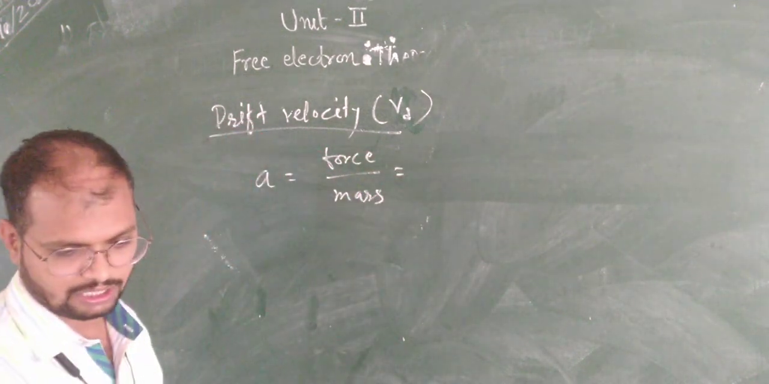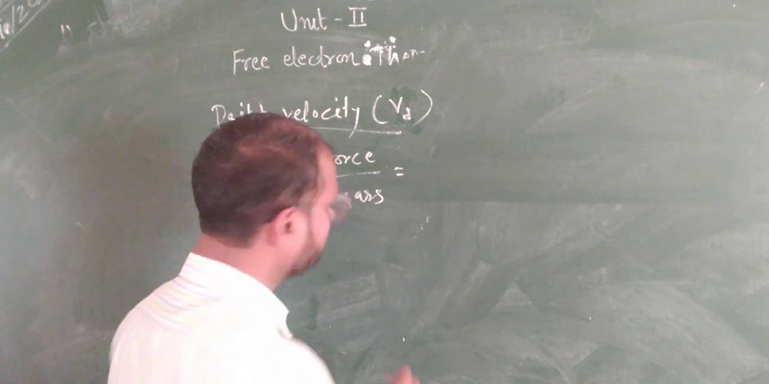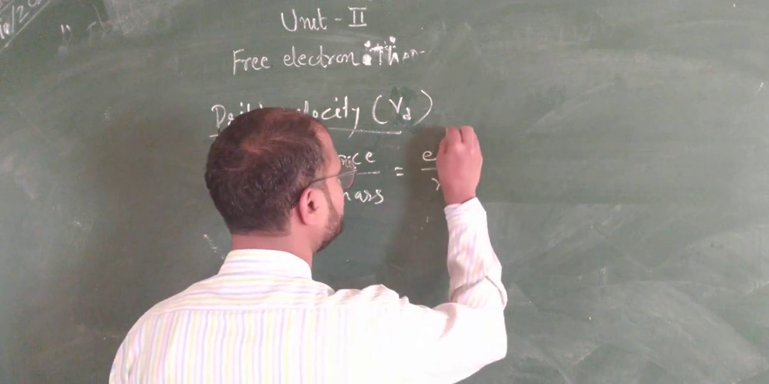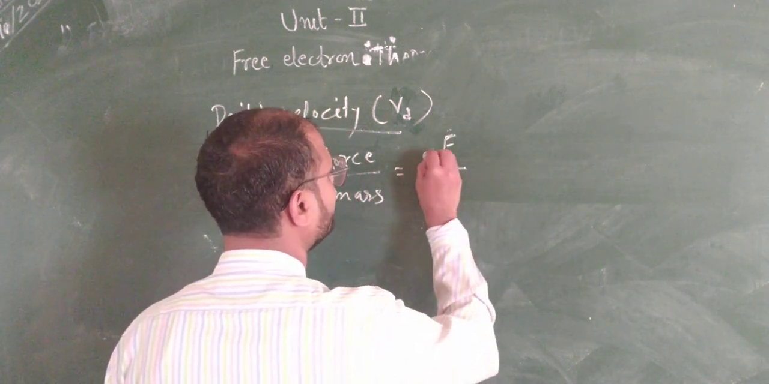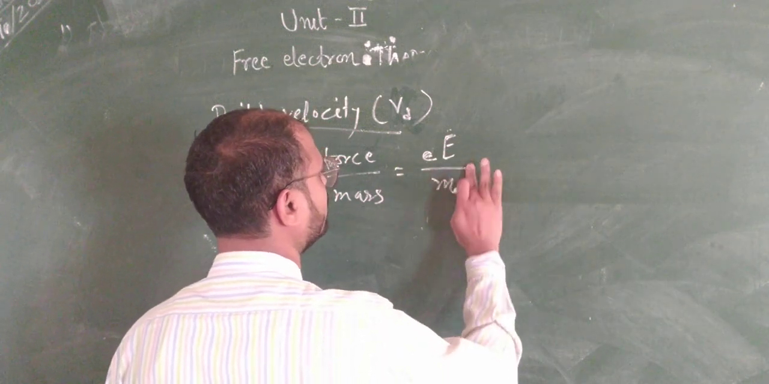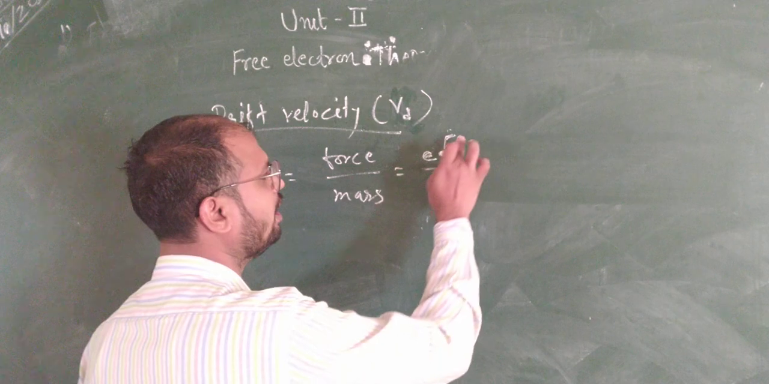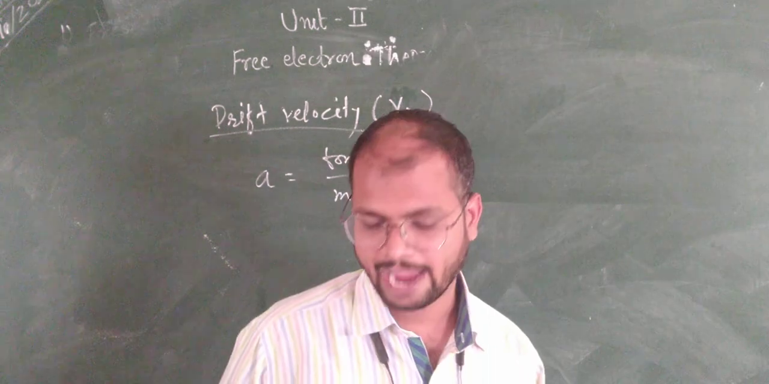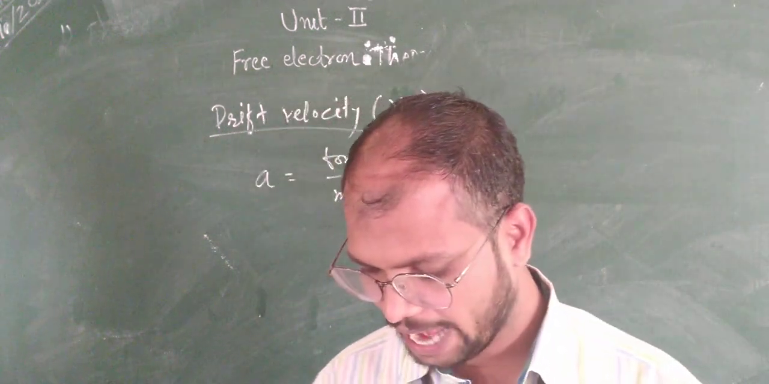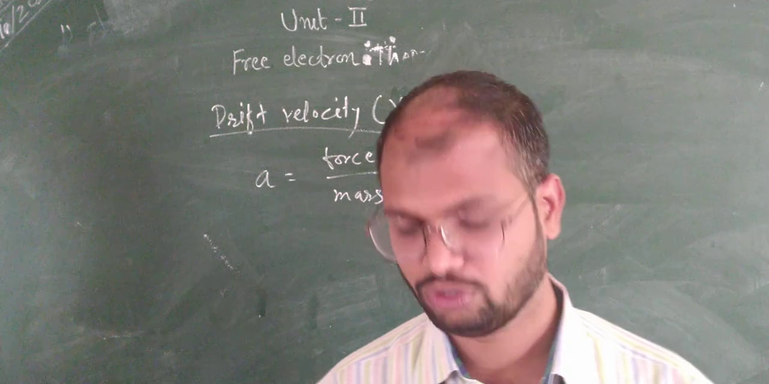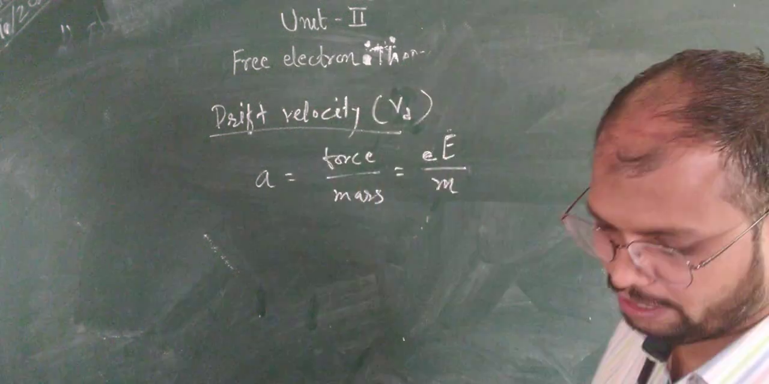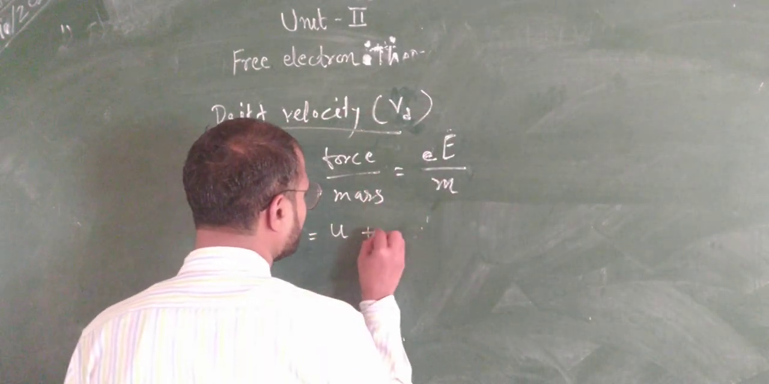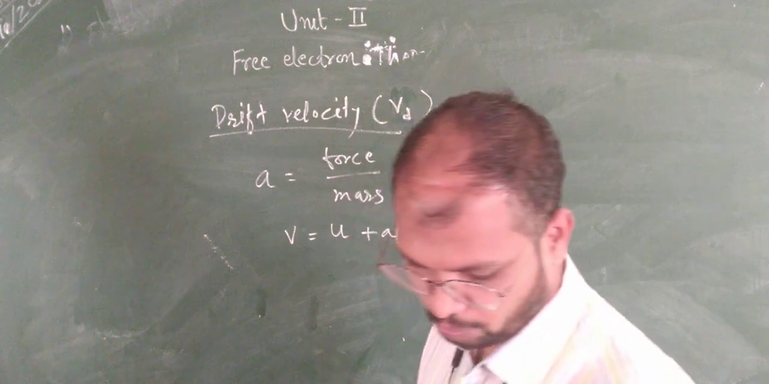So this acceleration a is nothing but the force upon mass. The force is e into capital E, where e is the charge of electron, capital E is the electric field strength, and small m is the mass of the electron. So a is equal to eE upon m. So the velocity acquired by an electron due to the application of electric field is v is equal to u plus at.